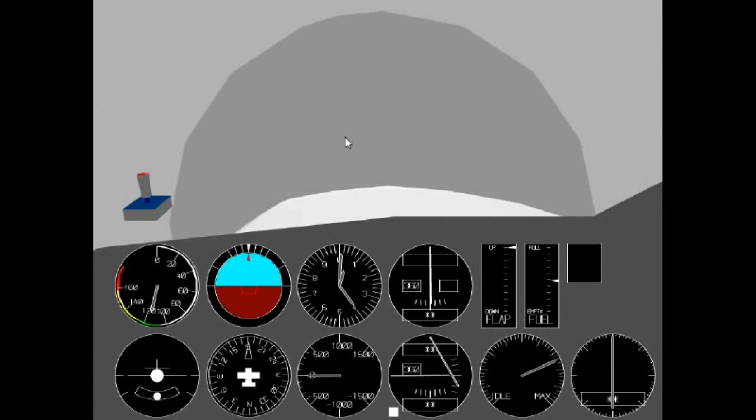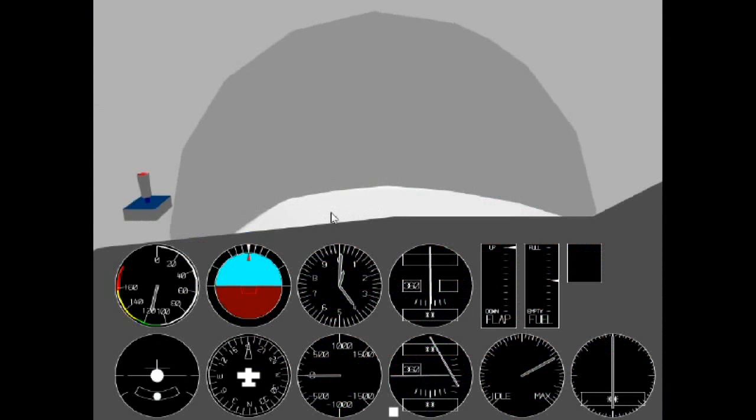Alright, now let's go to IFR turns. As you can see, now we don't have any reference to the outside world. It's all grey. We're in clouds. And that's what we want. We want to use these instruments to determine our position, our heading, our altitude, speed and whatever.